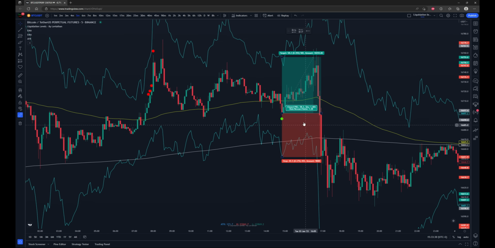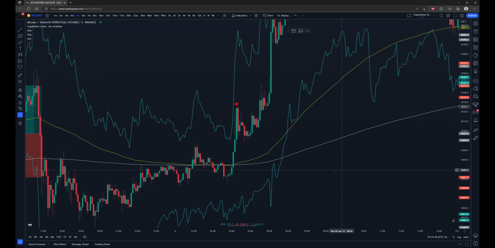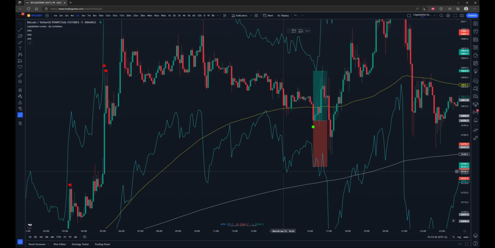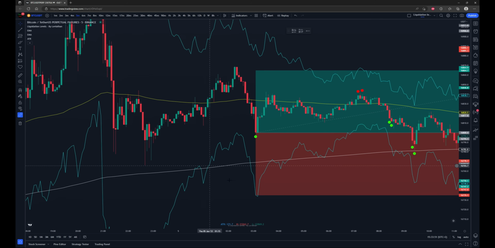Then we get another one right over here where this is also a profitable trade, green dot, enter on that one, and using a 1-to-1 risk to reward ratio, the profit target is hit. So let's move on to our next example. This is the next trade, and it's another green dot with yellow over white where it hits the 1-to-1 target, and that one is profitable.